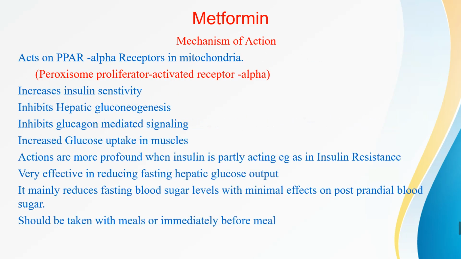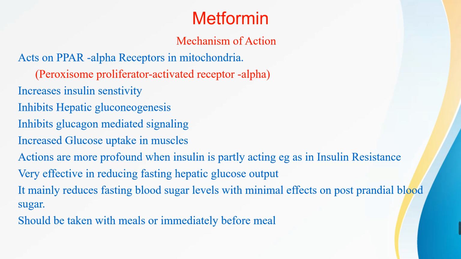The mechanism of action of metformin, it acts on the PPAR alpha receptors in the mitochondria of the cells. PPAR alpha means peroxisome proliferator activated receptor alpha. These receptors are present in the mitochondria of the cells, and when the metformin is given to the patient, it increases the insulin sensitivity at the cellular level, means it increases the glucose uptake in the cells by the insulin.